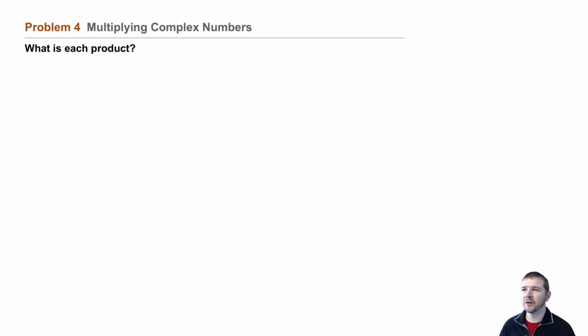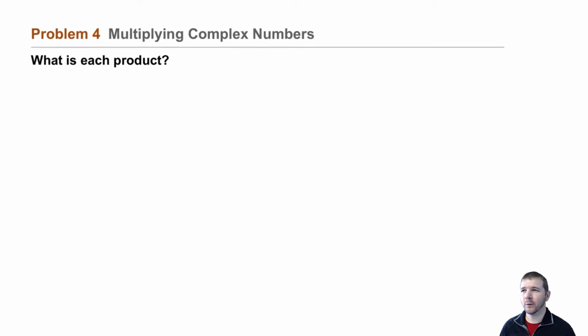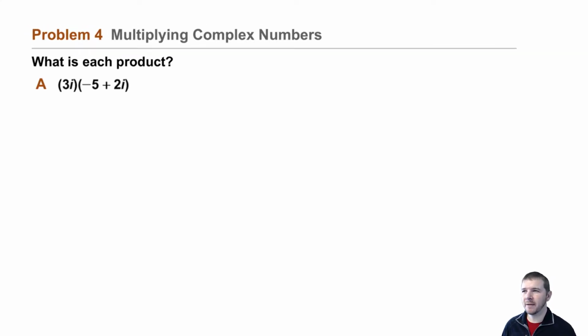Problem 4. Multiplying complex numbers. What is each product? Part A, 3i times negative 5 plus 2i. We'll use the distributive property and distribute 3i to both the real and imaginary parts of the complex number on the right. 3i times negative 5 is negative 15i, and 3i times 2i becomes plus 6i squared.